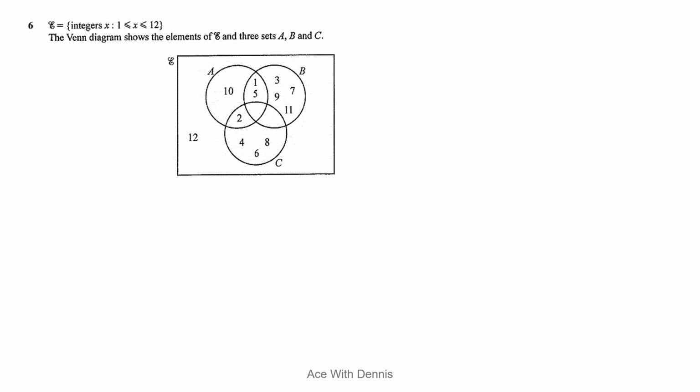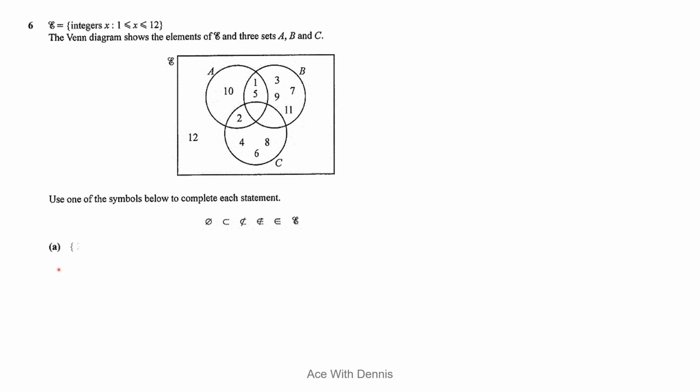Question 6. Given universal set equals integers x, where x is between and inclusive 1 and 12. The Venn diagram shows the elements of the universal set and 3 sets A, B, and C. Use one of the symbols below to complete each statement. Before I show you the statement, let's recap what all these symbols mean. The first symbol is the empty or null set. This is proper subset. This is not proper subset. This is not element of. This is element of. And this is universal set.